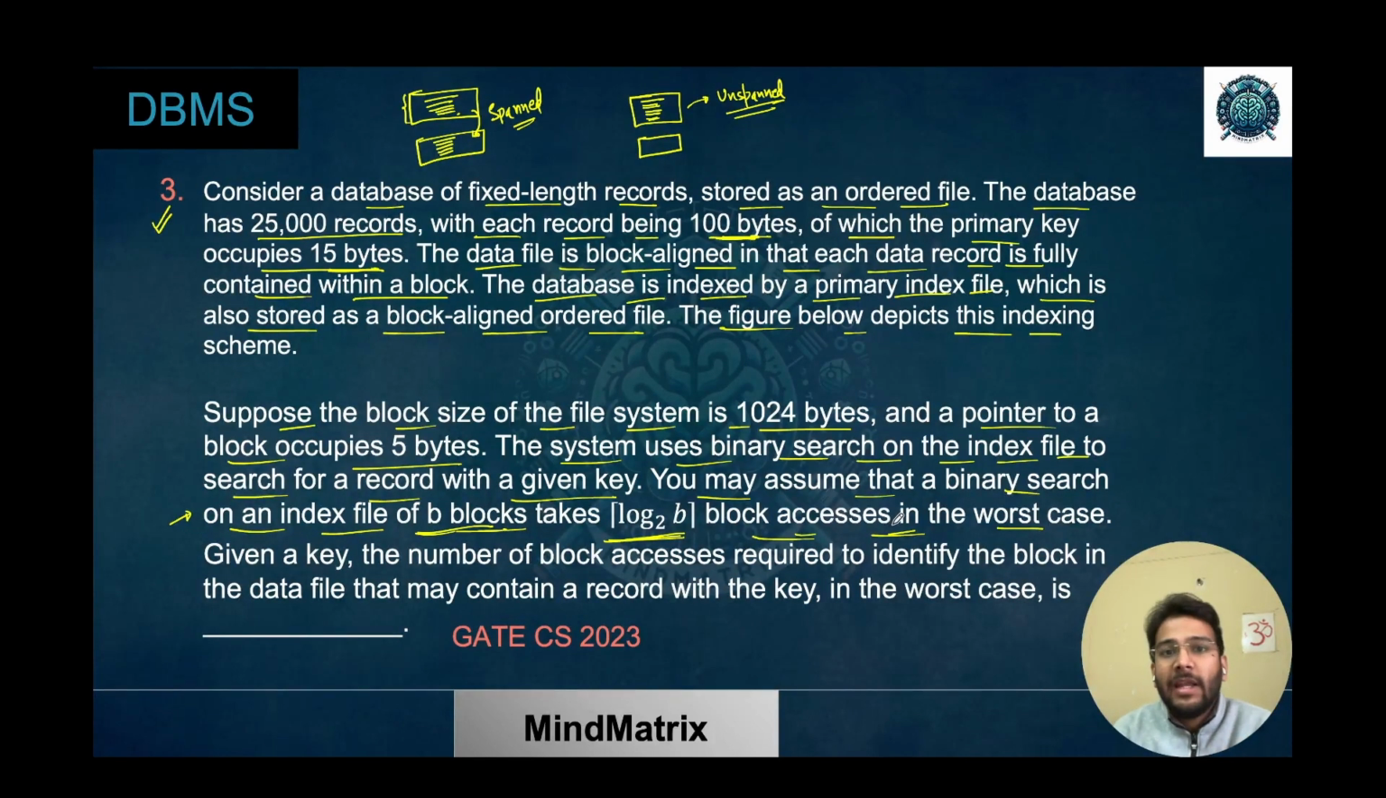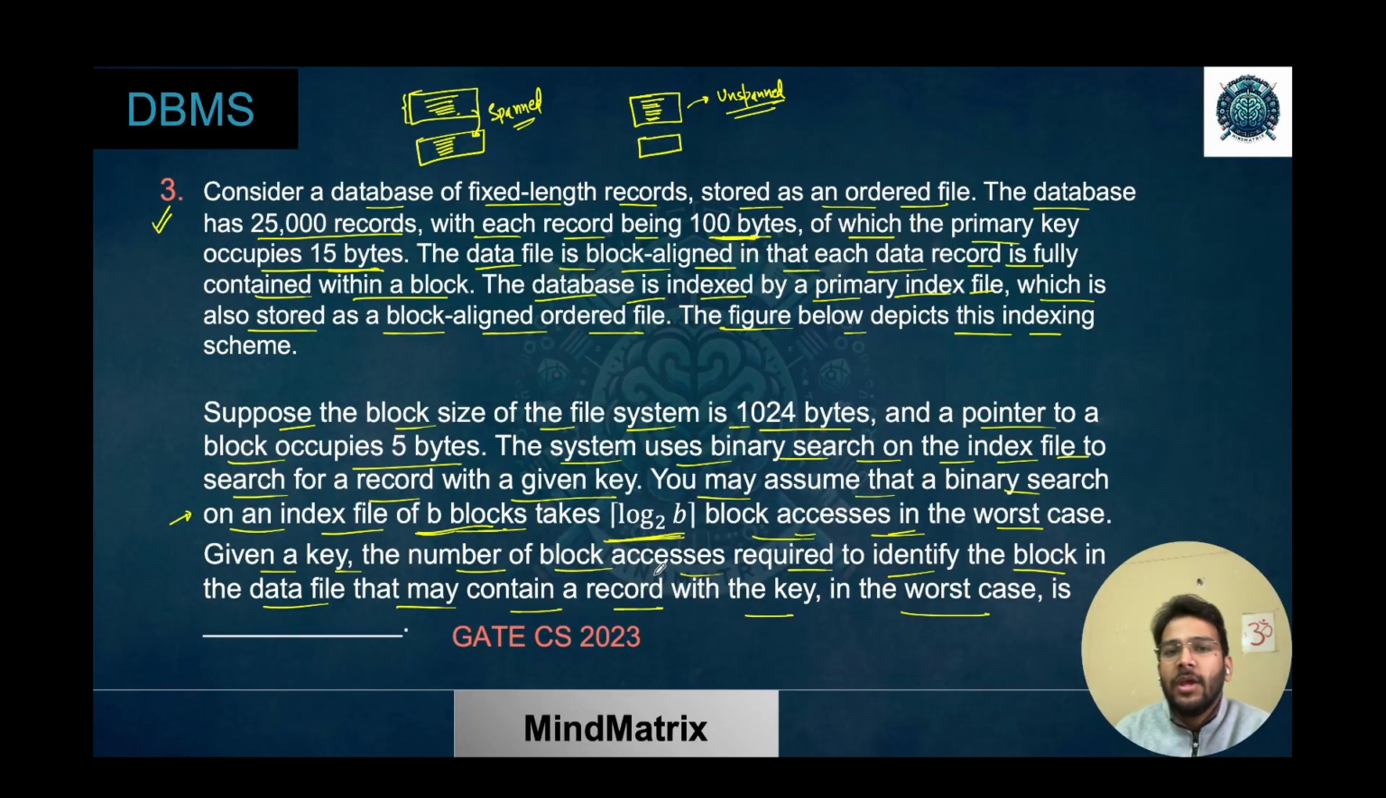Then you won't commit any kind of mistake, okay? Now let's proceed further. Given a key, the number of block accesses required to identify the block in the data file that may contain a record with the key in the worst case. So basically it is saying you have to find the number of block accesses.